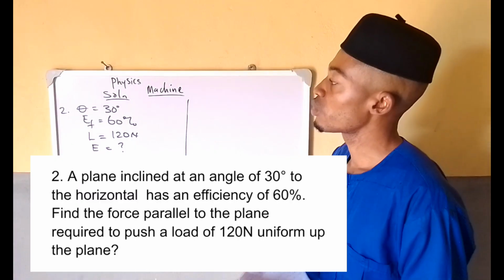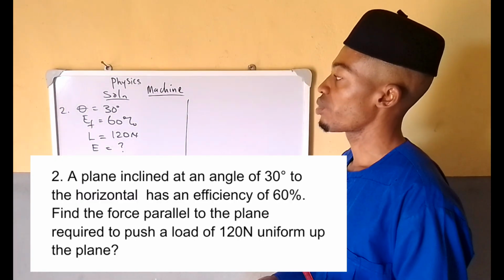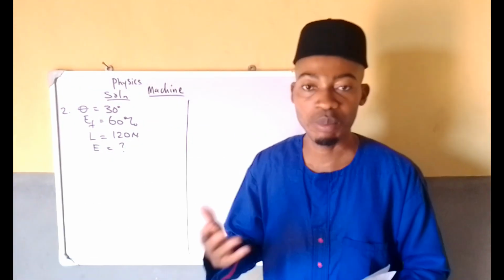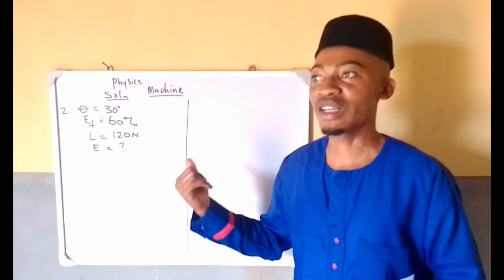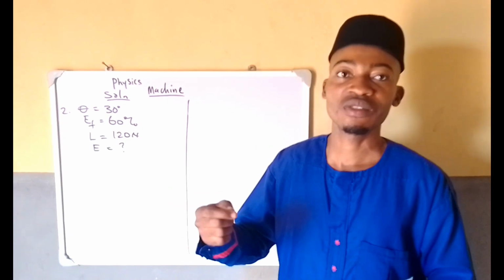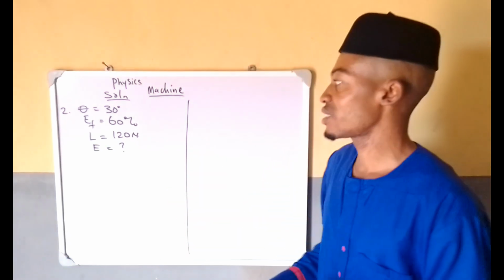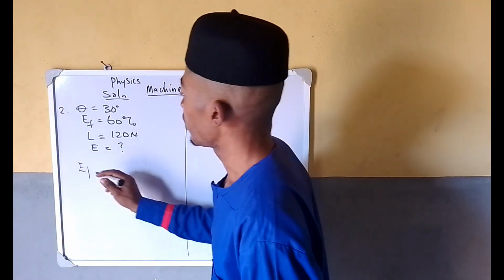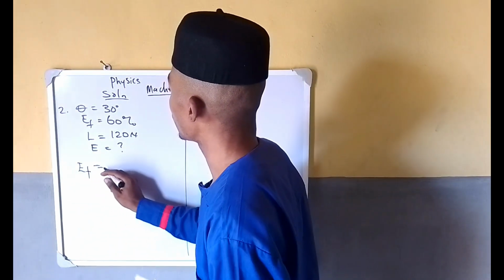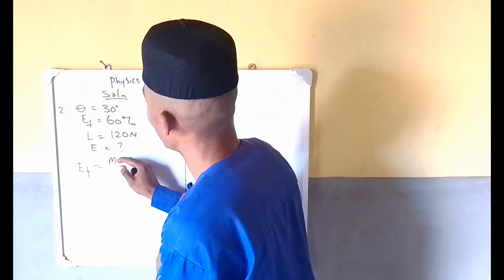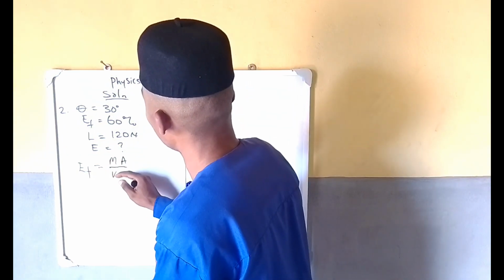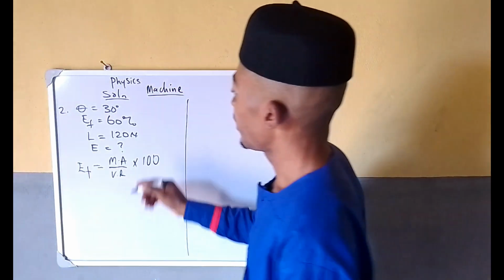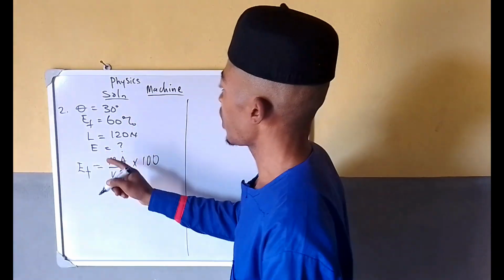We are asked to find effort again, similar to the last question. The only difference is that this machine now is an inclined plane, unlike the last question we treated, which was on wheel and axle. So here, the first thing we are going to do is to write our formula, and our formula is what? Efficiency is equal to mechanical advantage divided by velocity ratio multiplied by 100. Here, do we know the velocity ratio? Yes, we can find it.